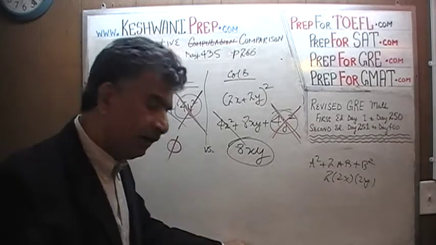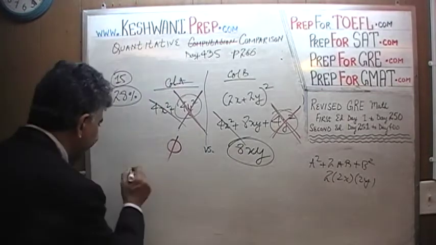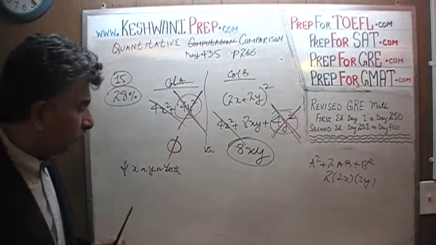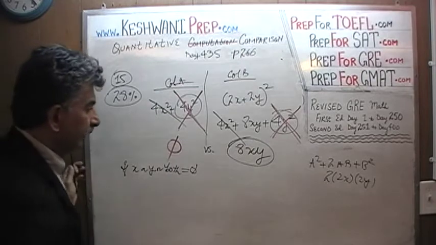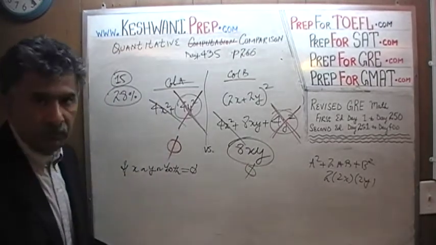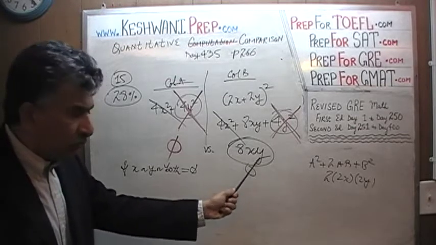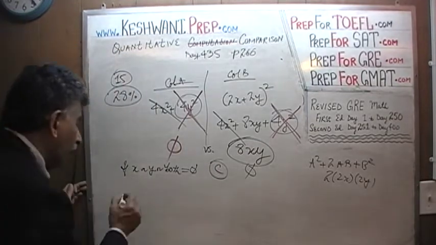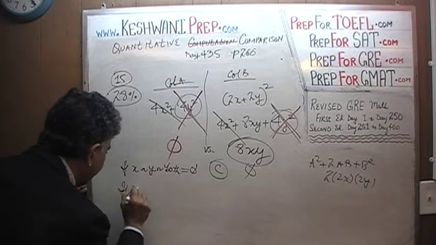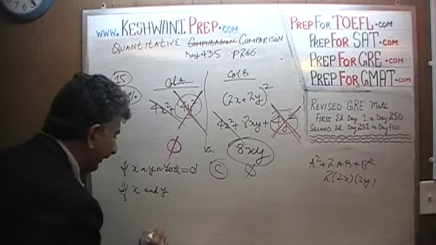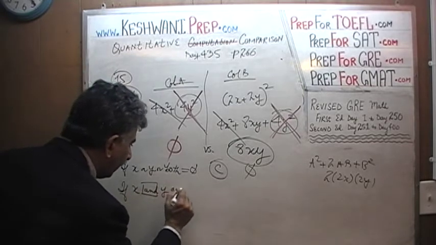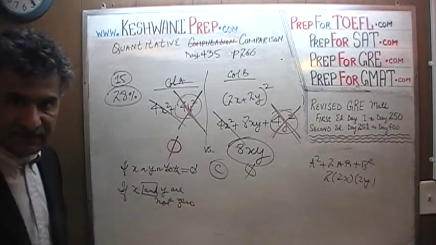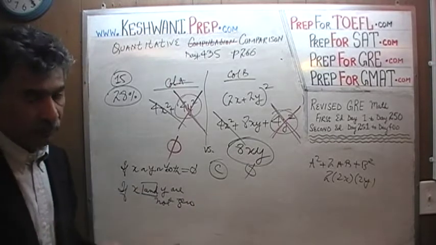Well, what we have to understand here is that if x or y or both equal 0, then this quantity would be 0, because 8 times 0 would be 0. If x or y or both of them are 0, then this quantity would be 0. In that case, the answer would be C. On the other hand, if x and y are not 0, if one of them is 0, the answer is going to be C. If either x or y is 0, the answer is going to be C. Or they're both 0, the answer is going to be C.